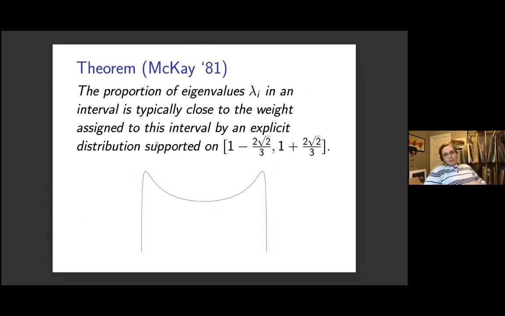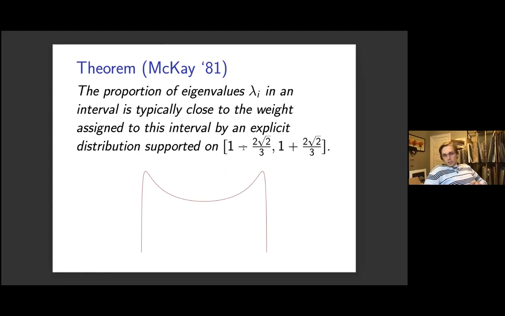So one of the simplest to state results is about what's called the bulk distribution of the spectrum. And it says that the proportion of eigenvalues in an interval, as you increase the size of the graph, you pick a random 3-regular graph, it's typically close to the weight assigned to this interval by an explicit distribution supported on this interval. And I've drawn a graph of the distribution. This is what's called a Kesten-McKay distribution. It was discovered by McKay and independently by Kesten at about the same time. And it's quite different than the semicircle law you might expect from random matrix theory.